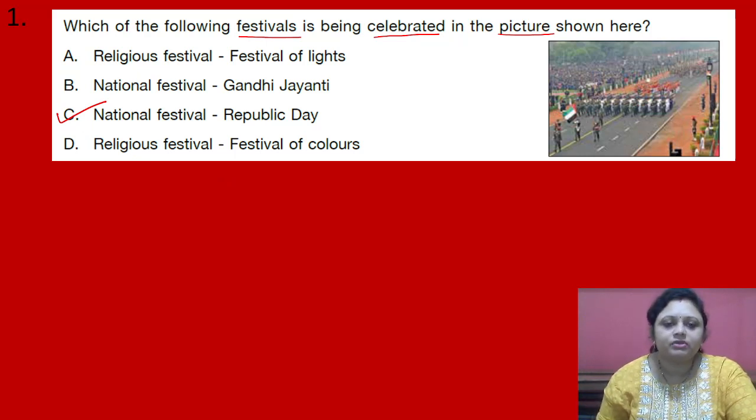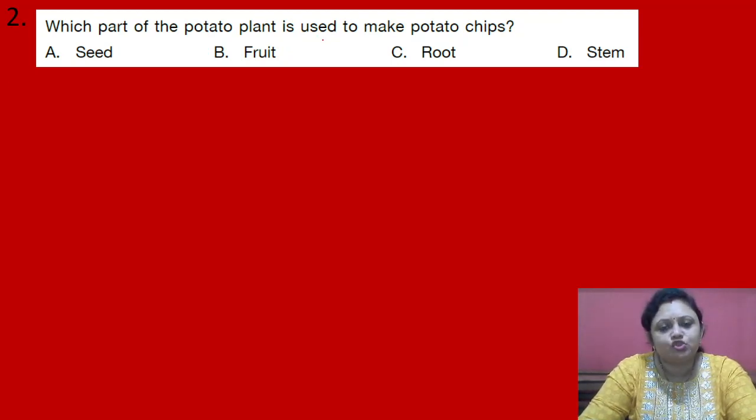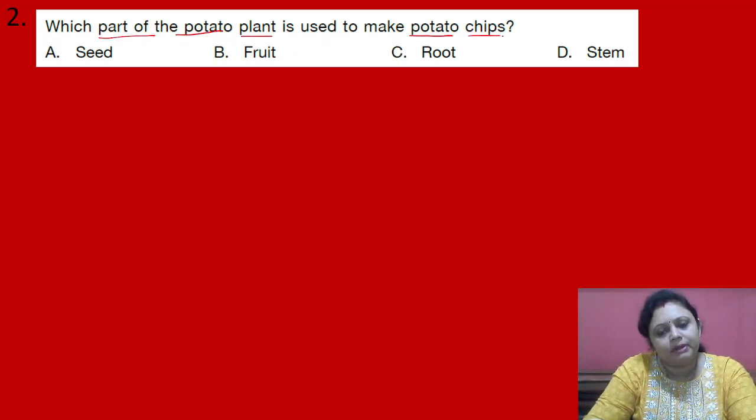Coming to the next question. Which part of the potato plant is used to make potato chips? Options are A. Seed, B. Fruit, C. Root, D. Stem. So we have to find out which part of the potato plant is used to make potato chips.